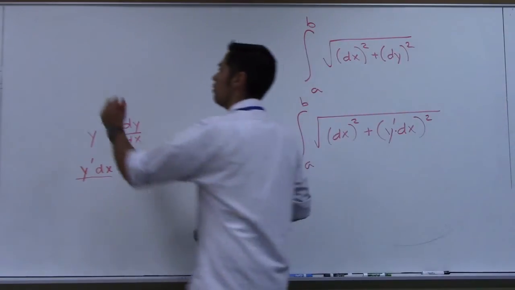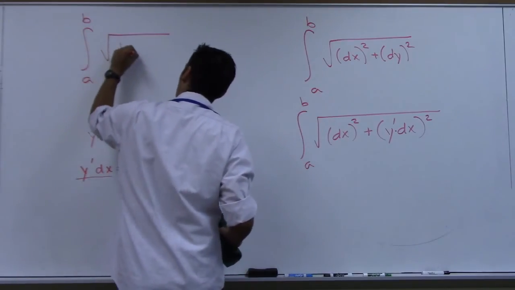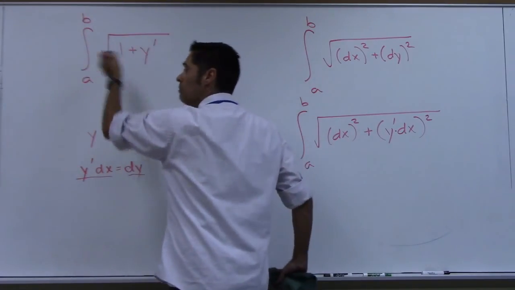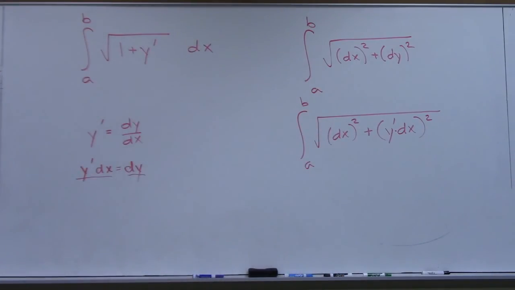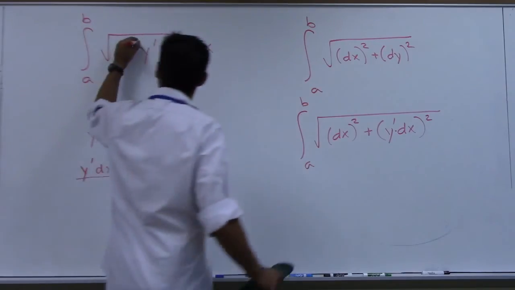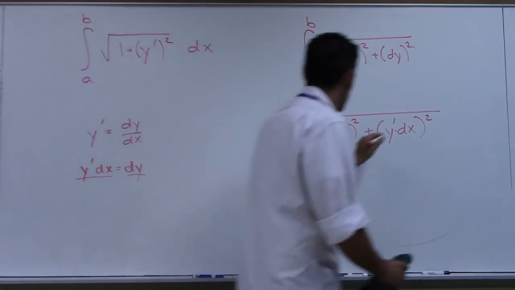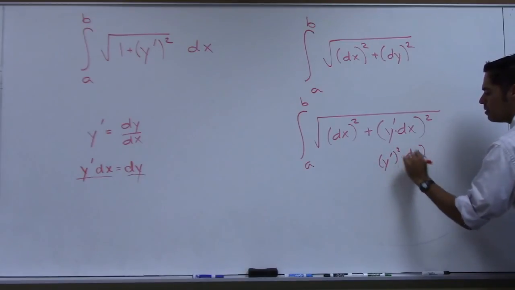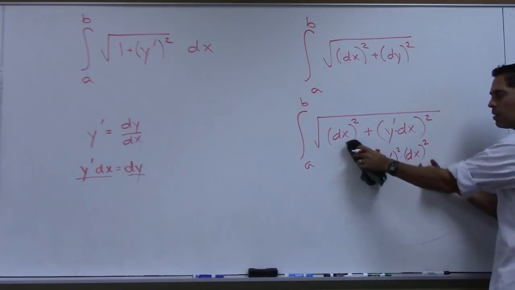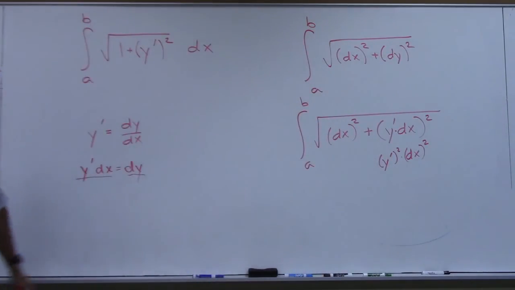So what's still in the root if I pull out a dx squared? 1 plus y prime. And the dx came out, so I'm going to slap it to the back. Oh, isn't it y prime squared? Y prime squared, thank you. So this part right here, I didn't show this, but this was y prime squared times dx squared. And then since these both have dx squared, we pull it out and then pull out square root of dx squared is just dx. Does that look like something you can handle now?